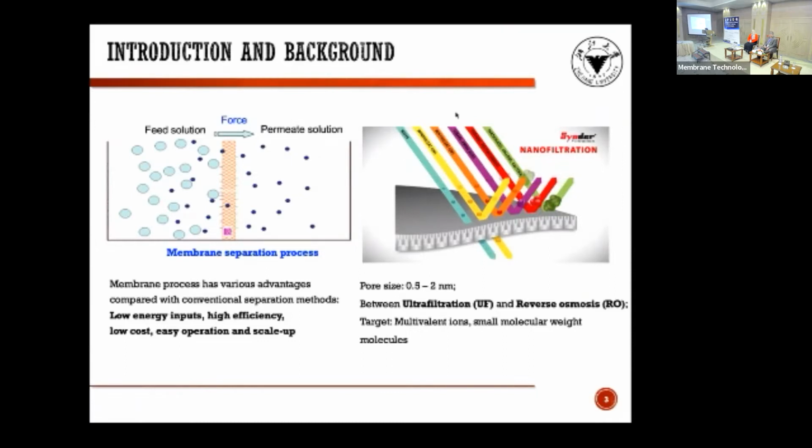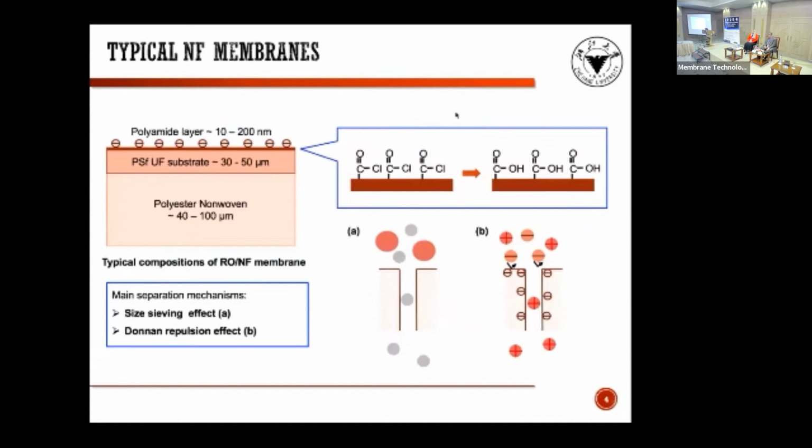We go directly to the NF membrane. The NF membrane has moderate separation accuracy and moderate permeability compared with UF and RO membranes. Due to its specific pore size, the NF membrane is usually applied for the separation or removal of multivalent ions and small molecular weight compounds. The typical NF membrane includes polyester non-woven supports, a polysulfone UF substrate, and a cross-linked polyamide layer with thickness between 10 and 200 nanometers.